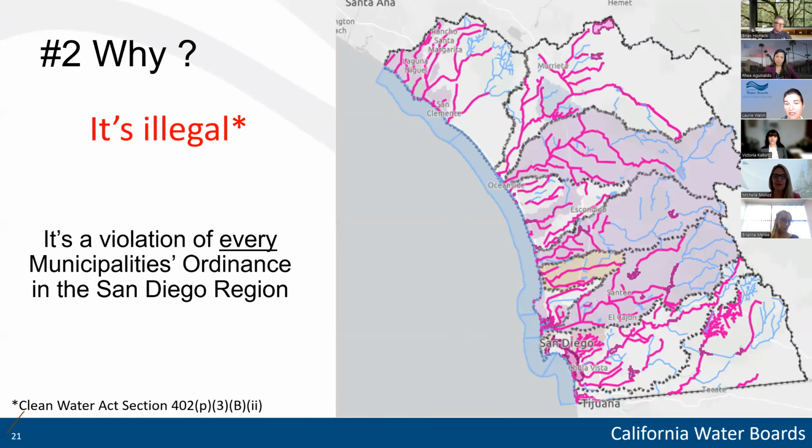Many of these water bodies you can see are not just the ocean. There are inland creeks and rivers. And although we may not swim in our inland creeks and rivers, there are other beneficial uses that the water board has the authority to protect. And I'll show you those later. Next slide, please.